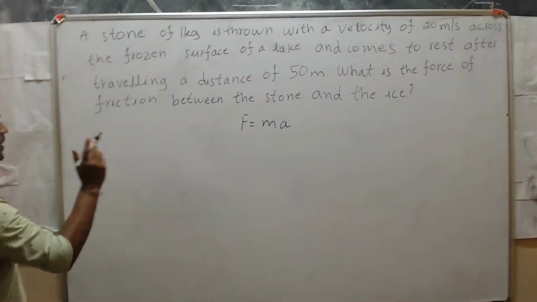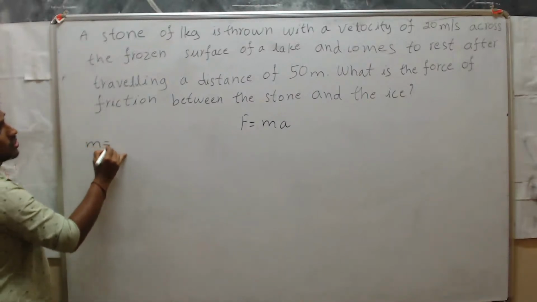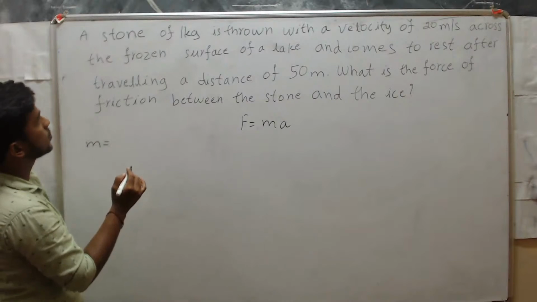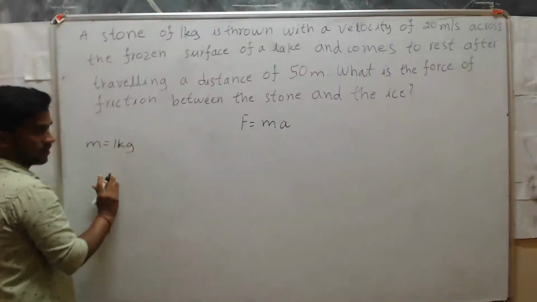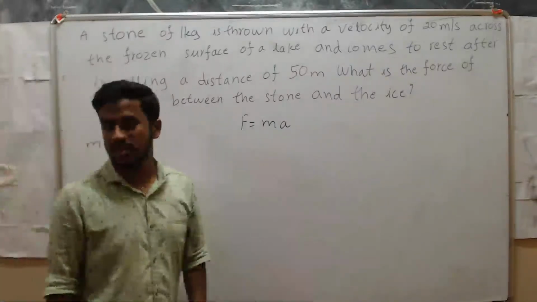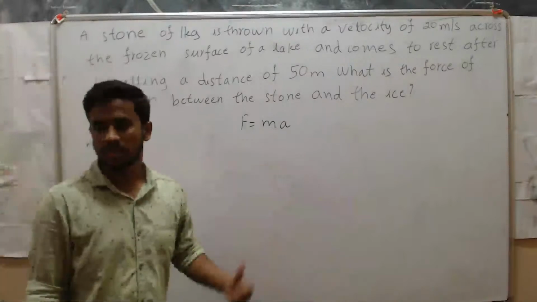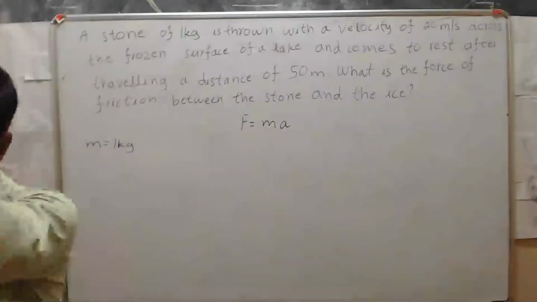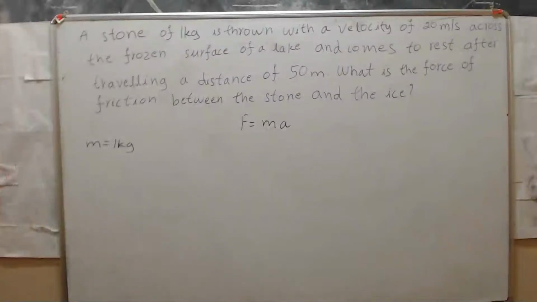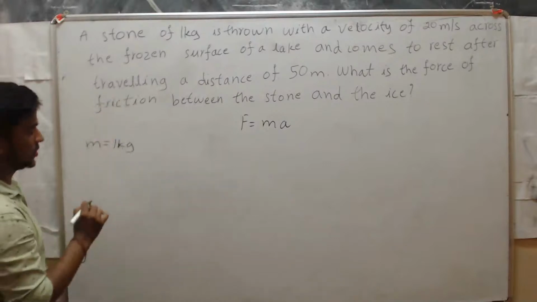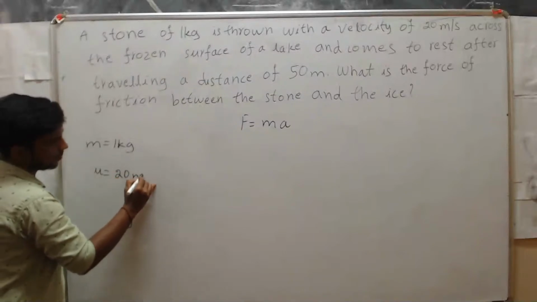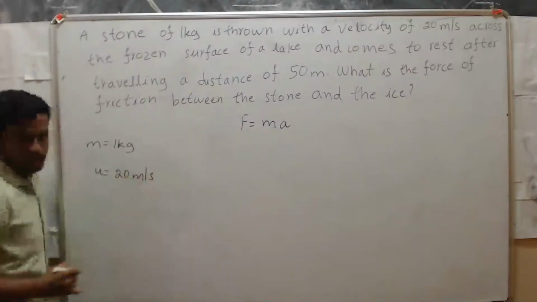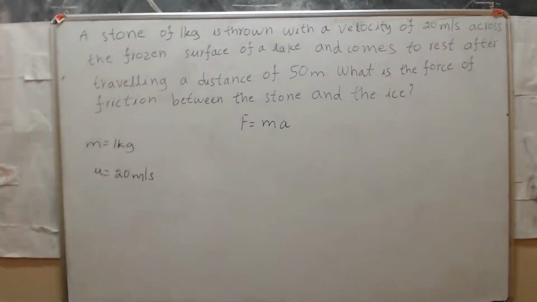Okay, so first write the data, that is mass. m is equal to a stone of 1 kg, right? So mass of that stone is 1 kg. Then to calculate force, we need acceleration, right? But here we don't know the acceleration of that stone. Okay, but how to calculate it? See here, they have given that it is thrown with a velocity. So clearly we can say that the initial velocity is 20 meter per second.